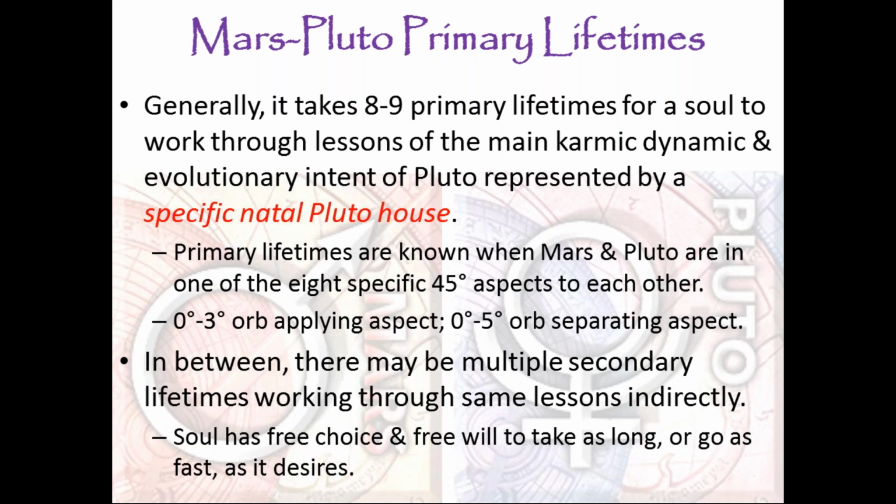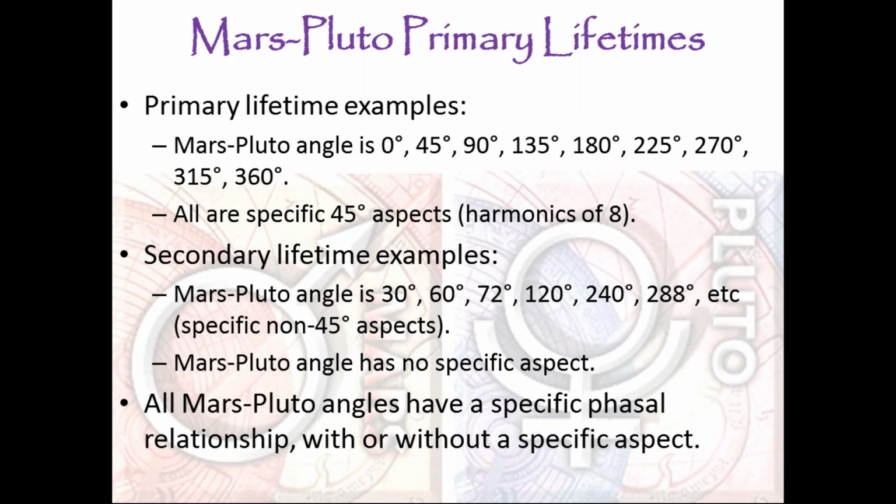I'll show you the degrees on the next screen. What we want to take from this, though, is the soul, our soul. It has free choice and it has free will to take as long as necessary or to go as fast as the soul desires in its process of evolution and expanding in consciousness. So here's the primary lifetime examples, the Mars-Pluto angle, as you can see, 0, 45, 90, etc., etc.